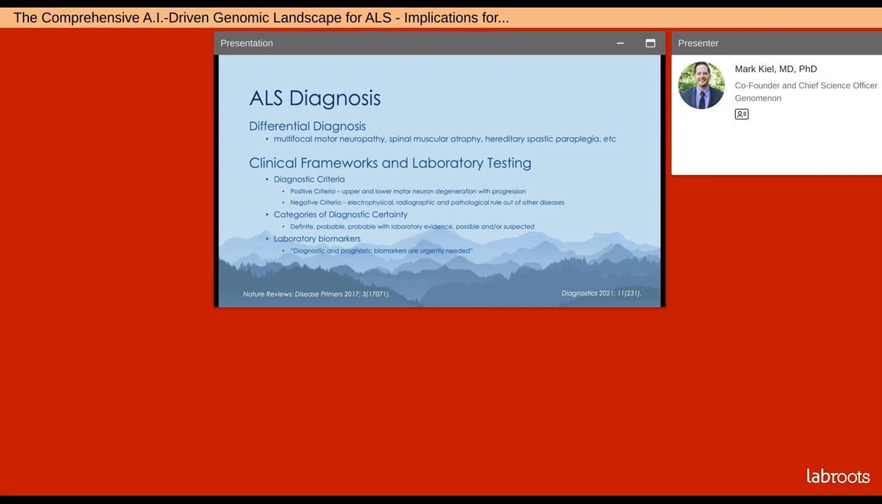Part of the challenge here is this lack of objective laboratory biomarkers, the need for which is urgent for both diagnostic as well as prognostic purposes.